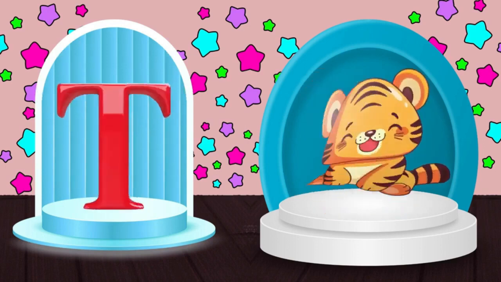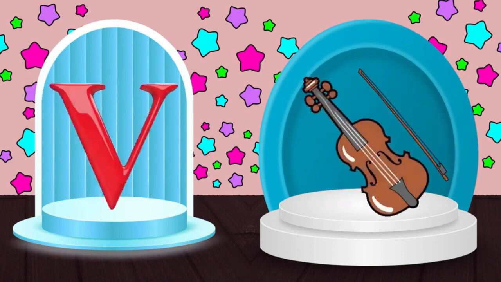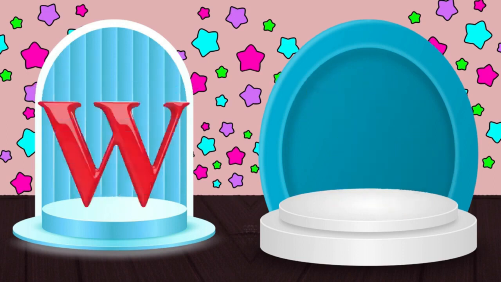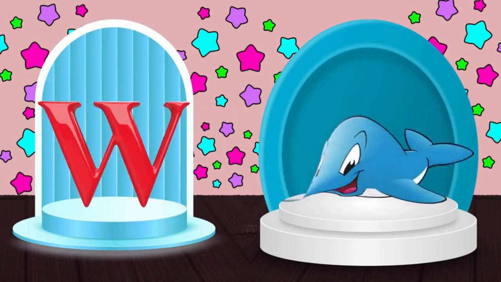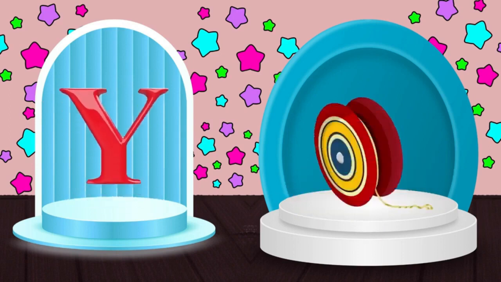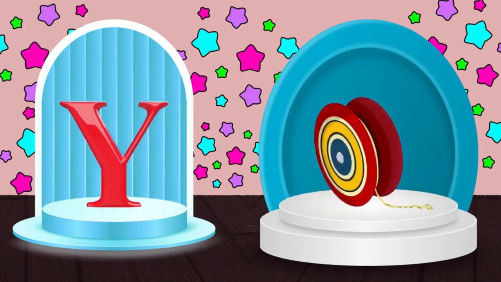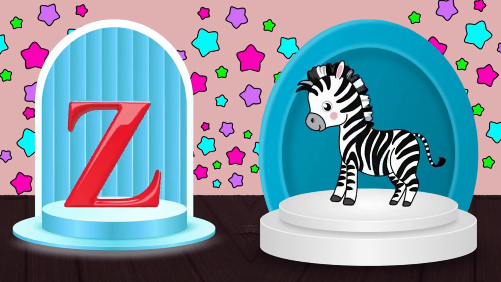U is for umbrella. V is for violin. W is for wheel. X is for xylophone. Y is for yo-yo. Z is for zebra.